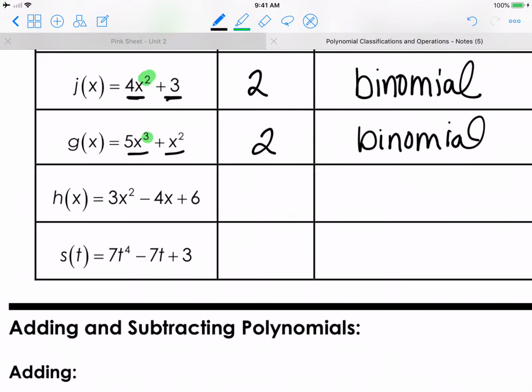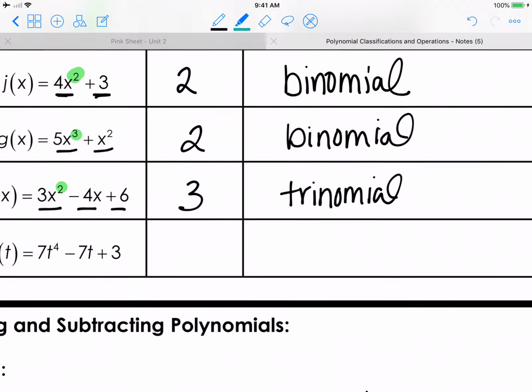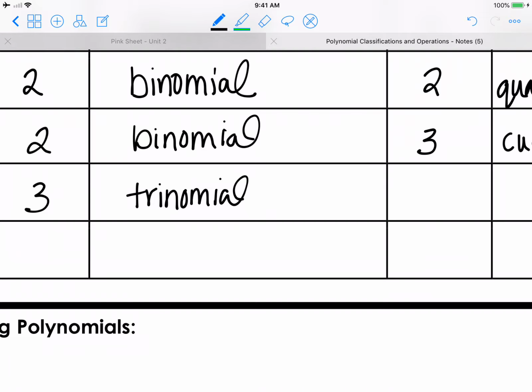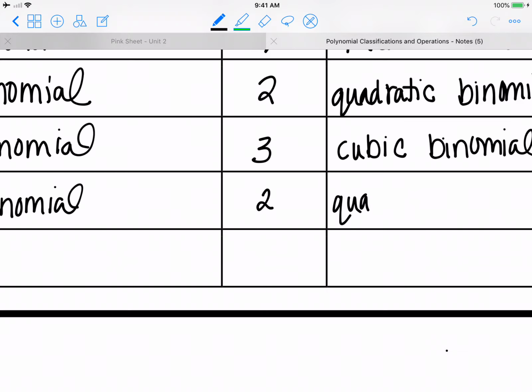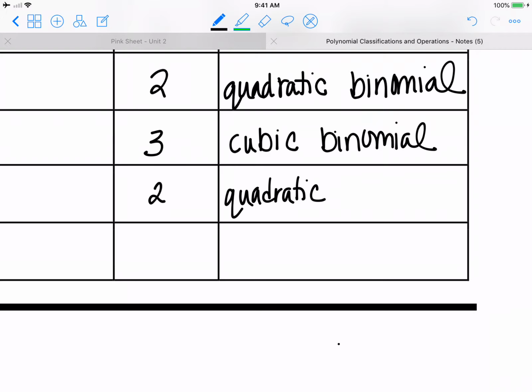All right, let's look at f of x. So 1, 2, 3 terms. So we call that a trinomial. And the highest degree is 2. So we call a degree of 2 quadratic, plus the number of terms, which we've already said was a trinomial. So it's a quadratic trinomial.